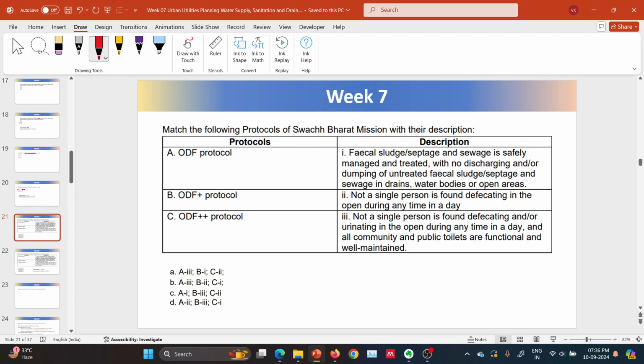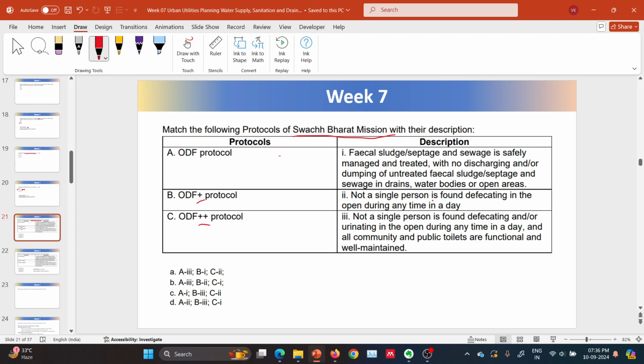In the Swachh Bharat Mission, the objective is to eradicate open defecation. So there were three objectives: ODF protocol, ODF plus, and ODF plus plus. We have to match these protocols with the descriptions. In ODF protocol, we'll go one by one.